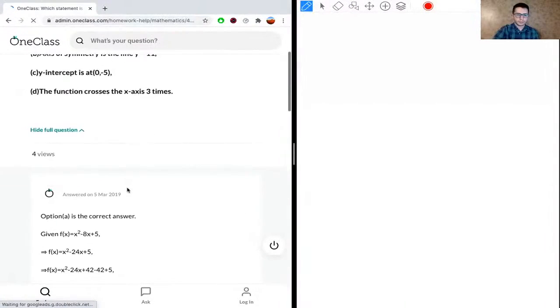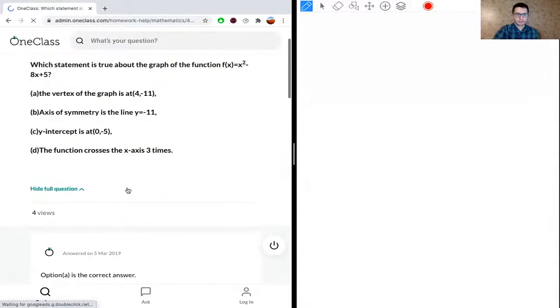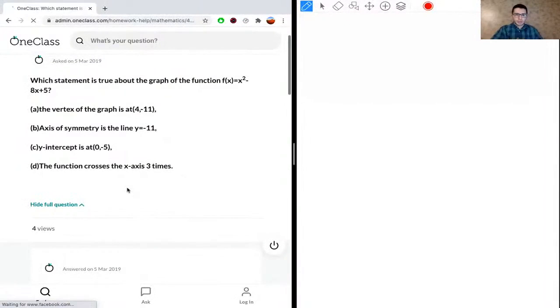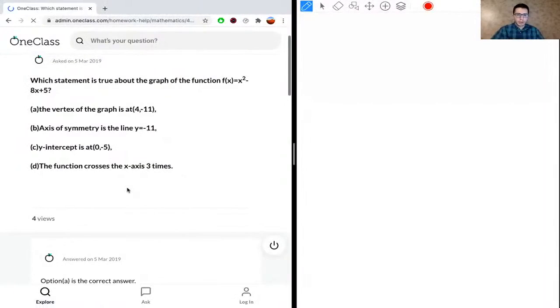Okay, so here we have the following question. Which statement is true about the graph of the function f at x equals x squared minus 8x plus 5? So we have the function f(x) equals x squared minus 8x plus 5.